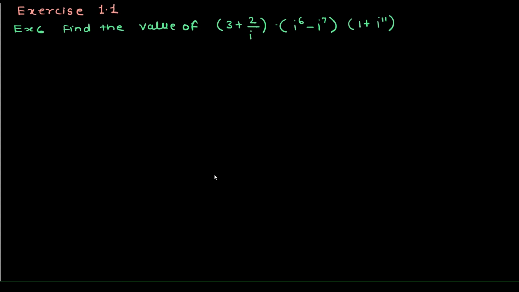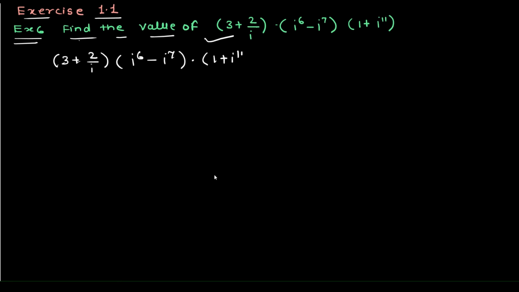Hello students, exercise 1.1 question number 6 now. Here we have to find the value of the given term. So I will consider the given term as (3 + 2/i)(i^6 − i^7)(1 + i^11).